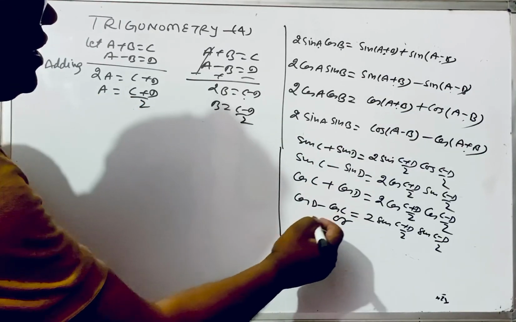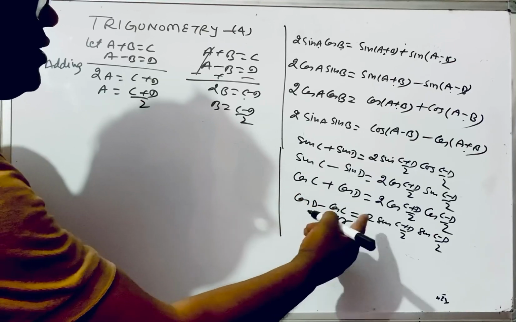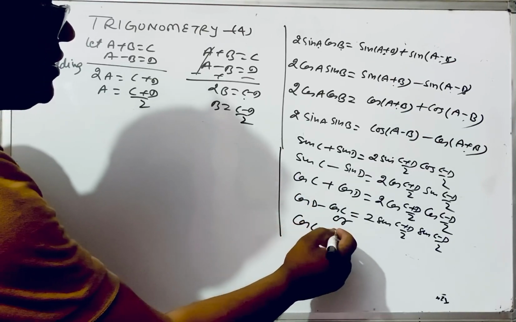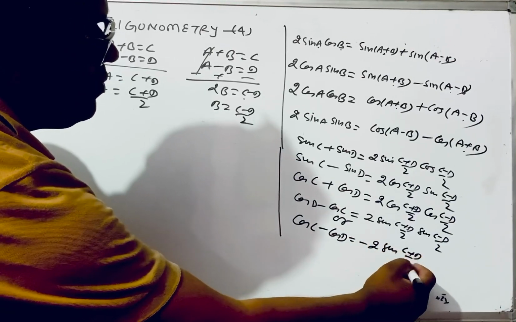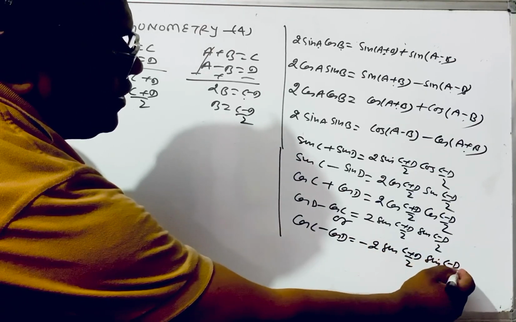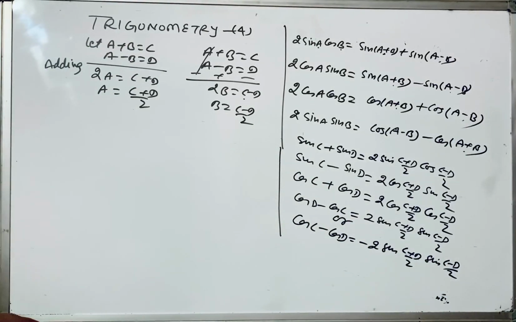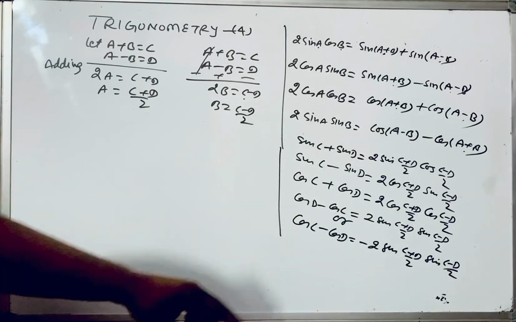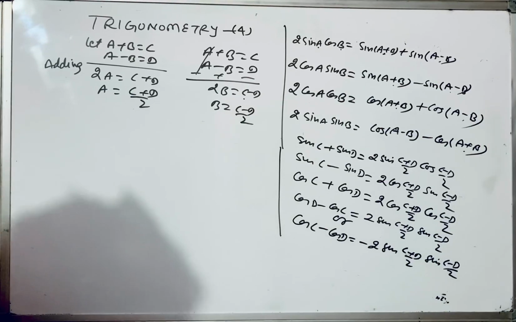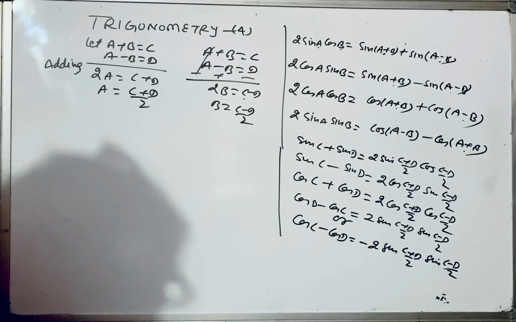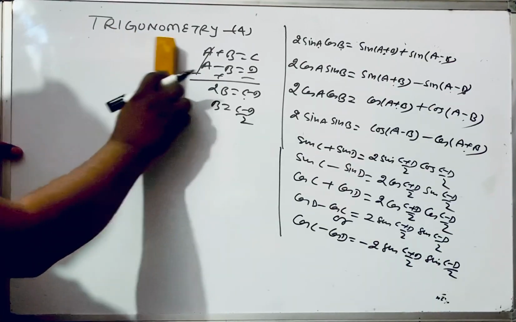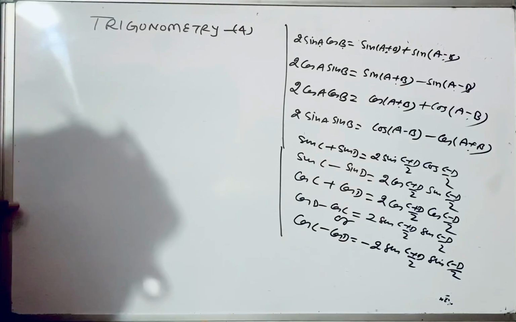This can also be done by multiplying both sides by minus. Cos c minus cos d is equal to minus 2 sin c plus d by 2 into sin c minus d by 2. Now we will do some questions based on this formula.